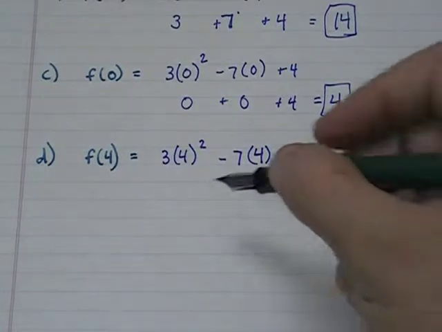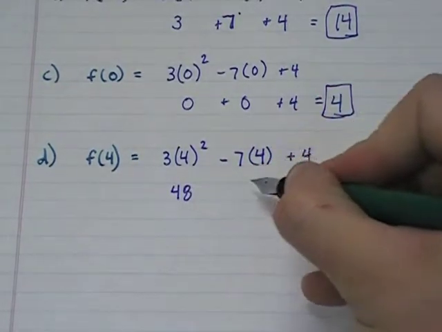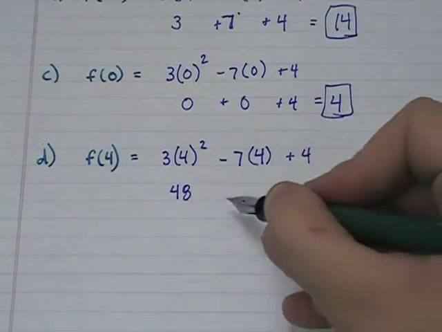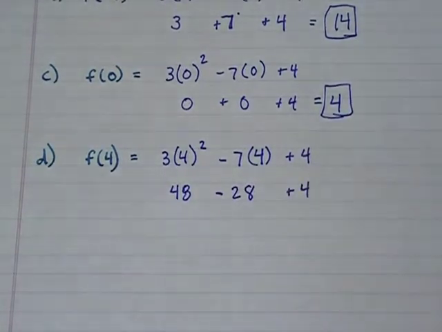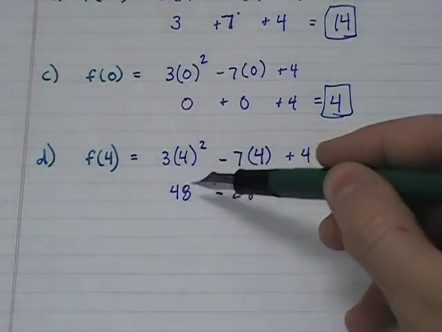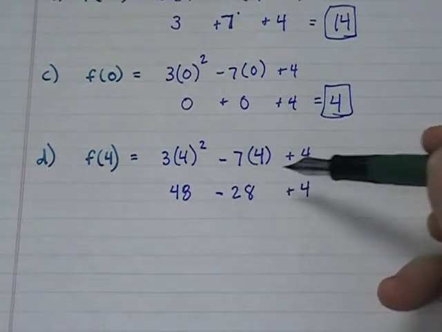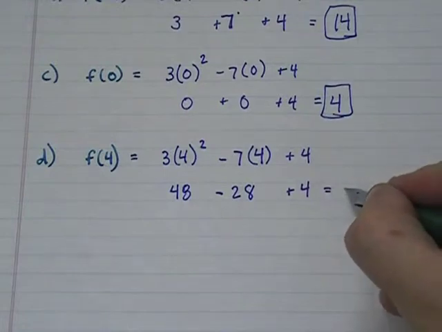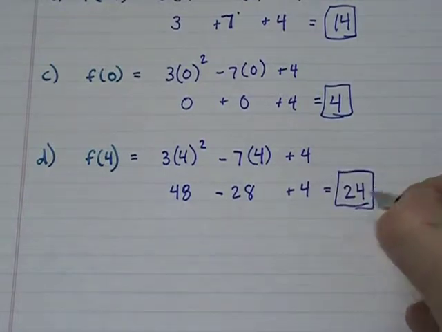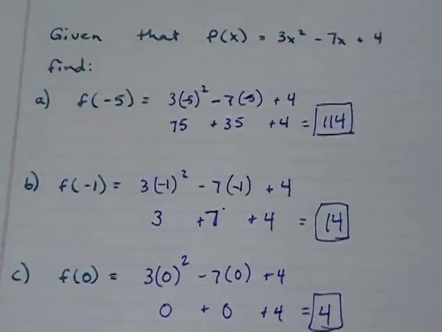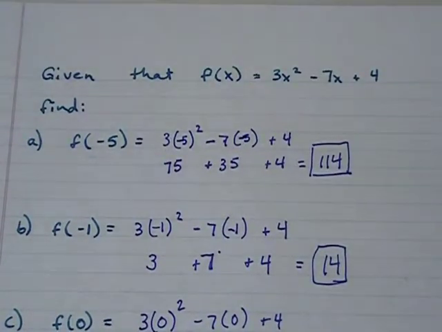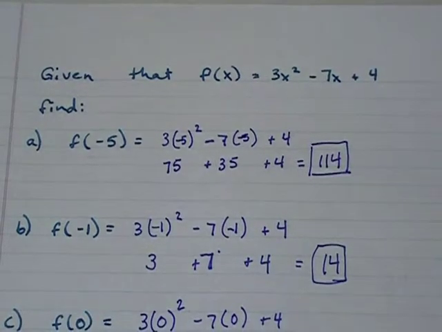16 times 3 is 48. 7 times 4 is minus 28. Okay. Well, 48 minus 28 is 20. 20 plus 4 is 24. Okay, so we get these 4 answers here. Now, what I want to do is I also want to show you how to do this on your TI-83 or 84 or 83 plus or 84 plus, whichever one you have.